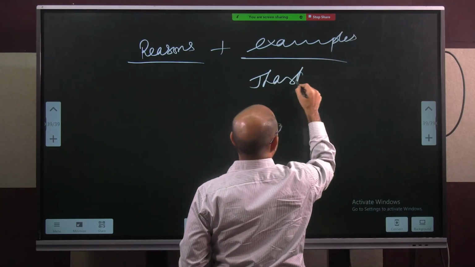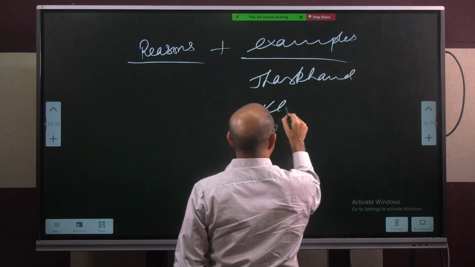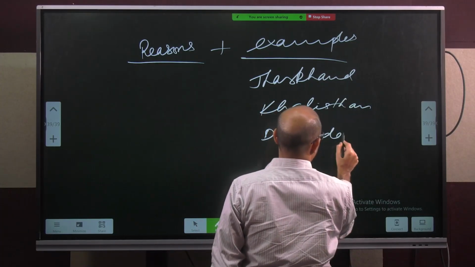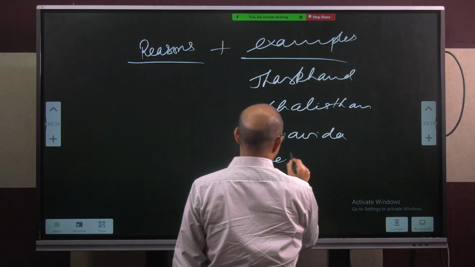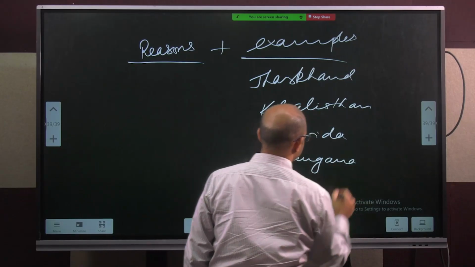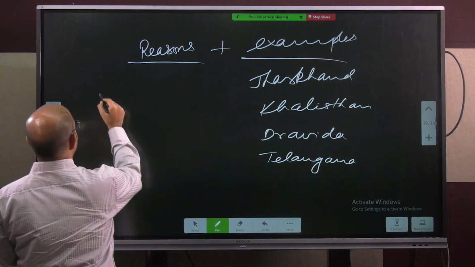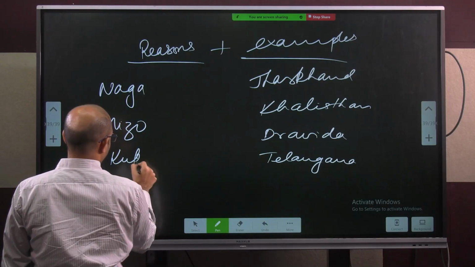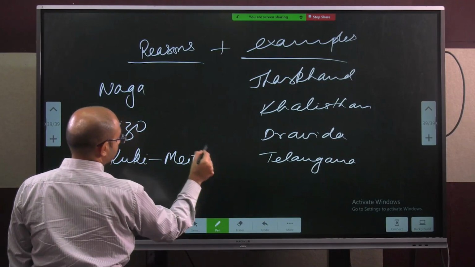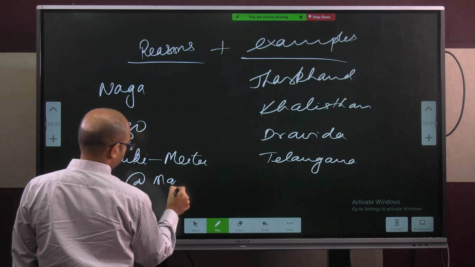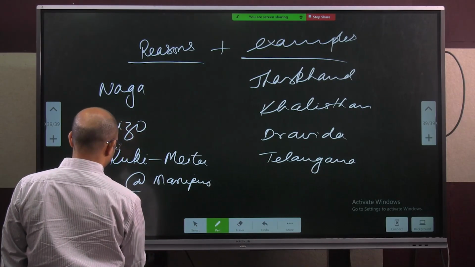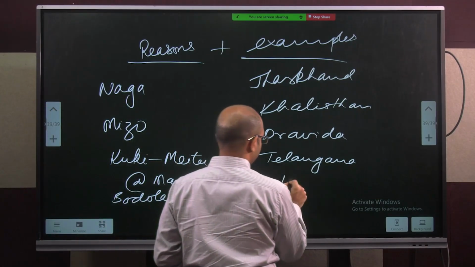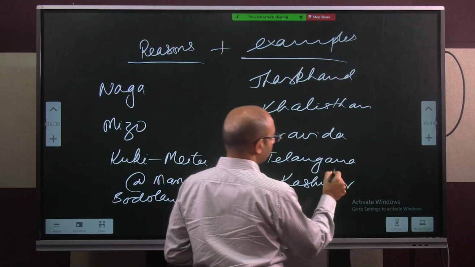Examples can be like Jharkhand, Khalistan, the Dravida movement, then the Telangana movement, and tribal movements like Naga nationalism, Mizo nationalism, the ongoing Kuki-Meitei ethno-nationalist conflict in Manipur, the demand for Bodoland in Assam. These are all examples, even the Kashmiri insurgency. All of these can be used as examples.